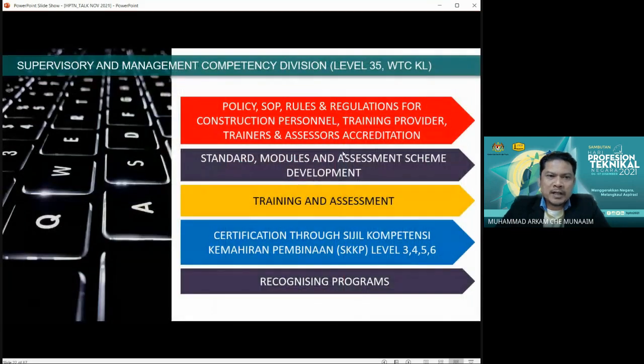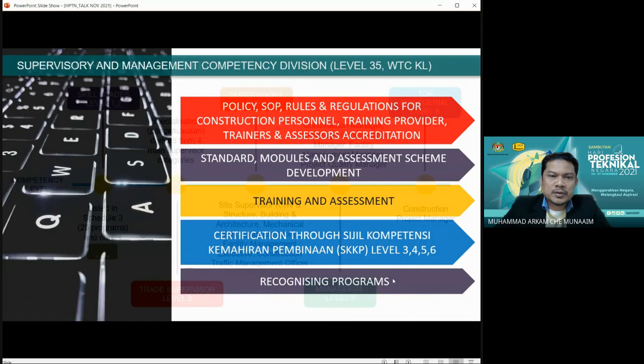Okay, Supervisory and Management Competency Division, located at level 35, World Trade Center, PWTC before, in KL. So these are their activities: the policy, SOP, rules and regulations for construction personnel, training provider, training and session accreditation, producing the standard modules and assessment scheme development, training and assessment, certification through Skim Kemahiran Pembinaan SKKP level 3, 4, 5 and 6, and recognized programs. So part of CIDB's work is to recognize the programs also.